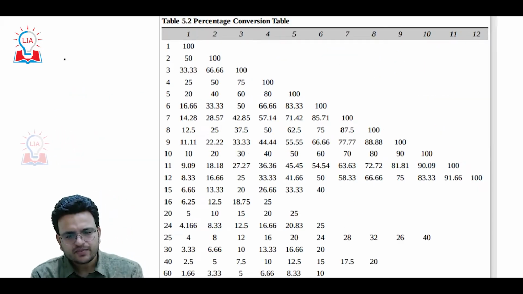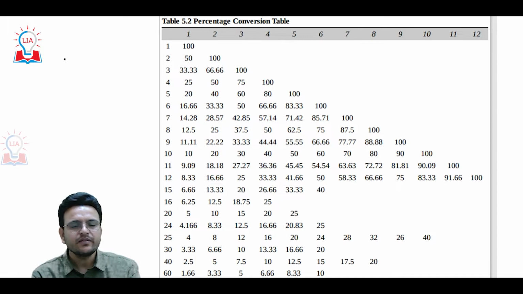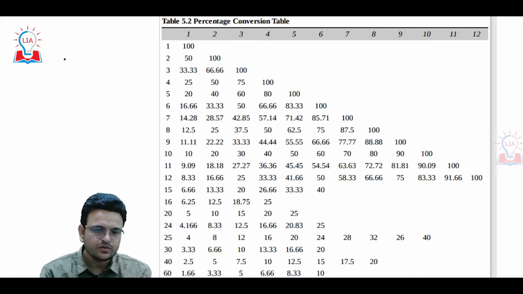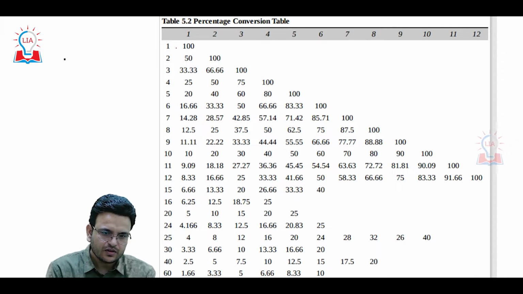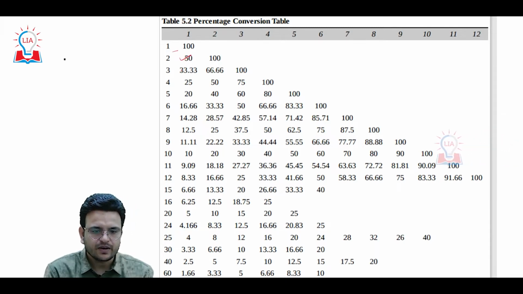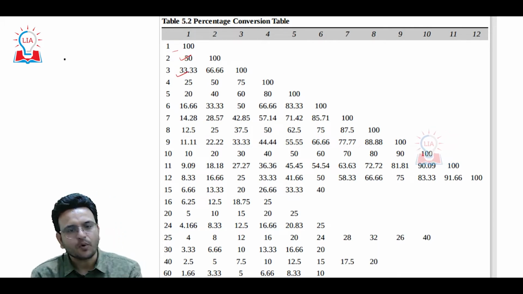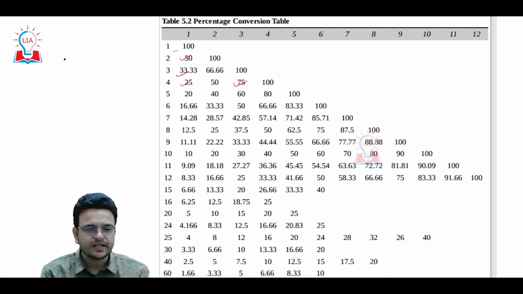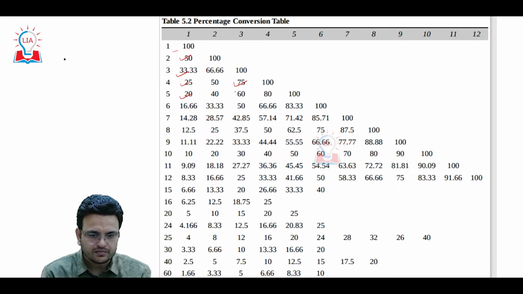Second thing is, I have given here the table. This table will help you to solve various questions. In this table, you know 1 by 2 is 50%. 1 by 3 is 33.33%. 1 by 4 is 25%. 3 by 4 is 75%. 1 by 5 is 20%. 3 by 5 is 60%.